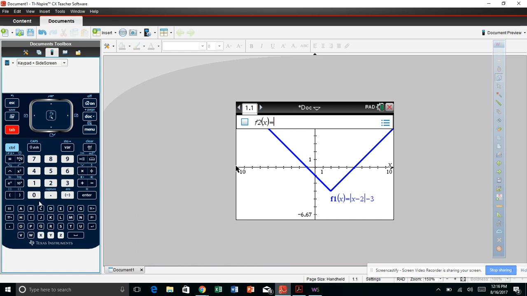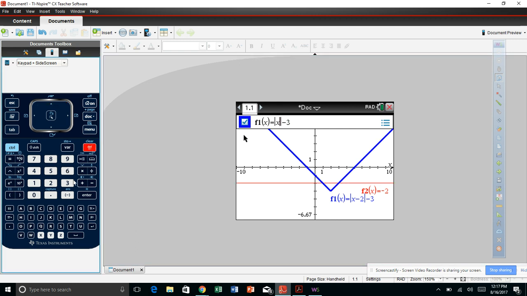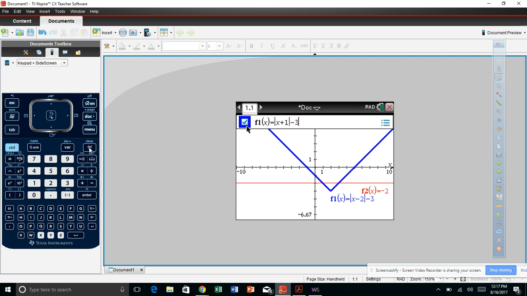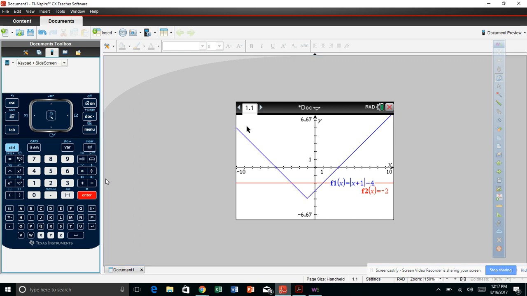Hold on, I'm doing the wrong one. Let's put negative 2 in there. All right, and then we'll press tab, and then what was it? It's x plus 1, so let's make this x plus 1. Plus 1. And it's minus 4, so we'll make that minus 4. All right, and then we'll press enter. So there we go. Does that kind of match what I had over here, doesn't it?